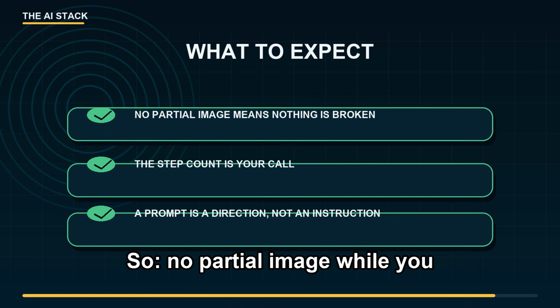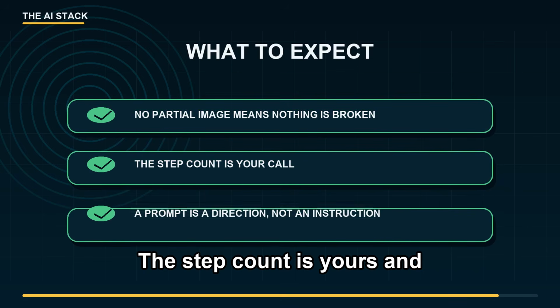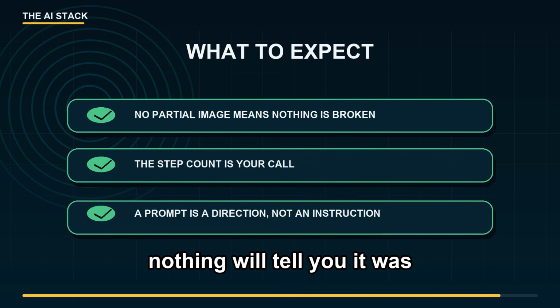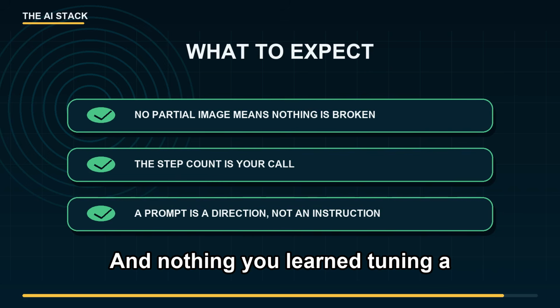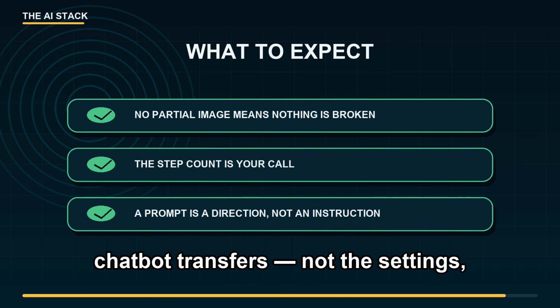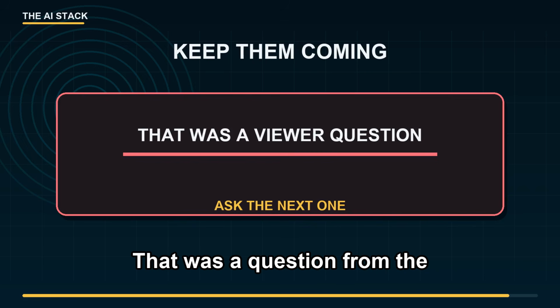So, no partial image while you wait means nothing is broken, because there is no partial image to have. The step count is yours, and nothing will tell you it was set too low. Your prompt is a direction, not an instruction. And nothing you learned tuning a chatbot transfers, not the settings, not the failure modes. That was a question from the comments, and it was a good one.